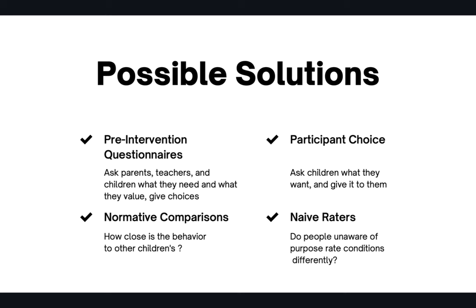I think naive raters is a really excellent way to assess the effects of intervention. So essentially, you ask people who are unaware of your study purpose or the conditions to rate something about the intervention. So, for example, you could ask them about the affect of the child. Does the child seem to be having fun? And these are the kinds of things that I think provide evidence.